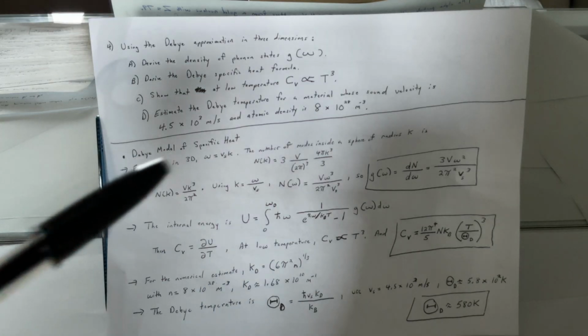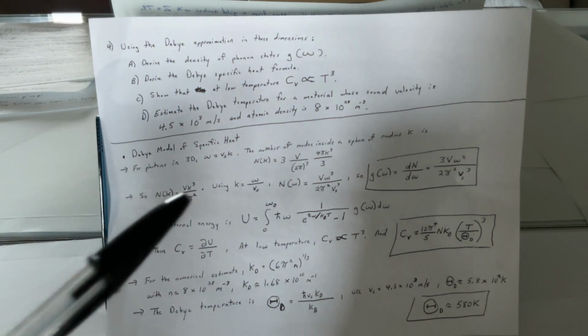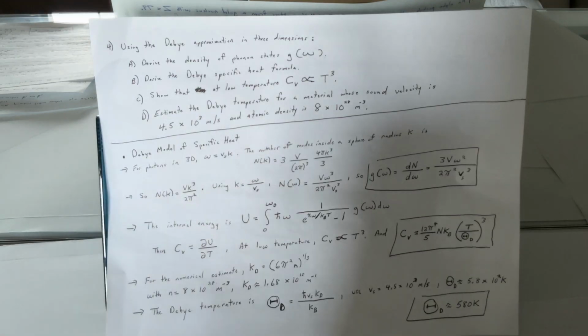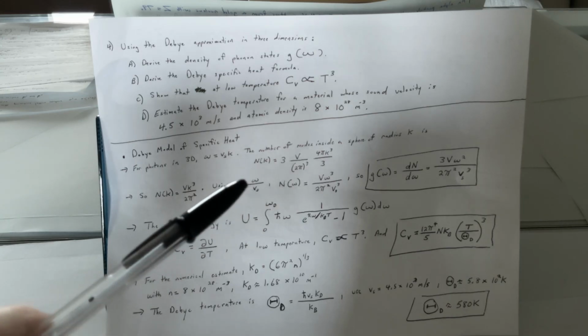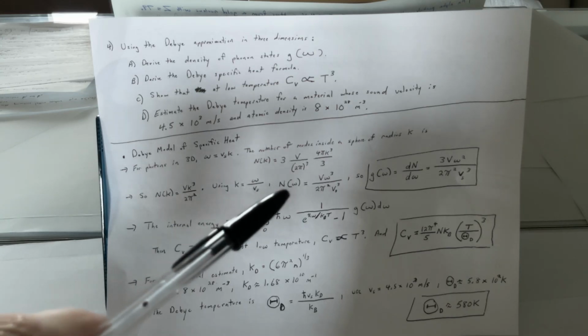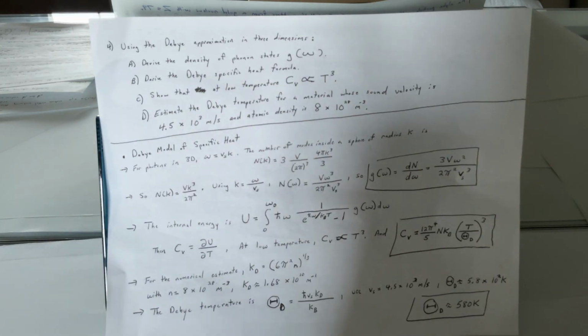Okay, so the Debye model of specific heat for phonons in 3D, we get omega equals v sub s k. The number of modes inside the sphere of radius k is n of k equals this value here. So n of k is going to be V k cubed over 2 pi squared, and using k equals omega over v sub s, we get the following for n of omega. Here's the n of omega formula here. So g of omega equals the derivative of n with respect to omega, dn d omega, equals 3V omega squared over 2 pi squared v sub s cubed.